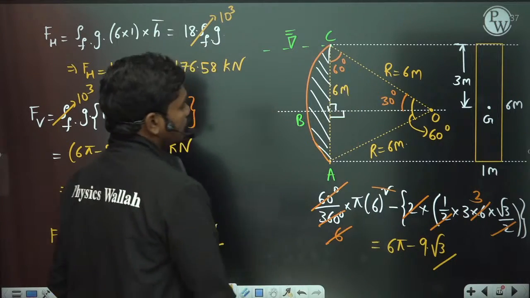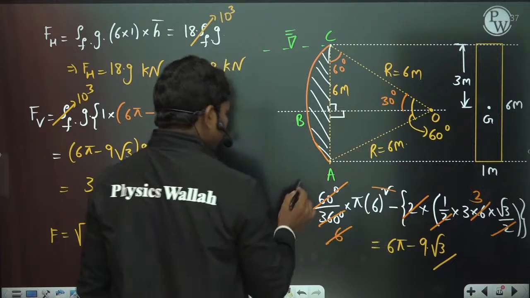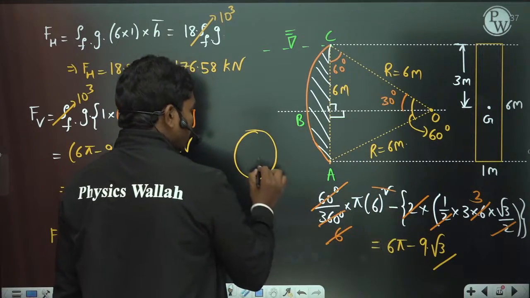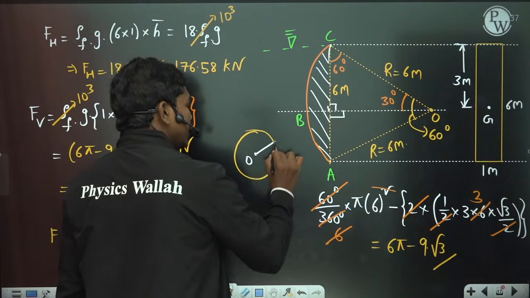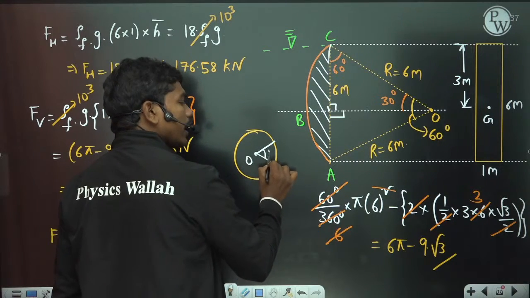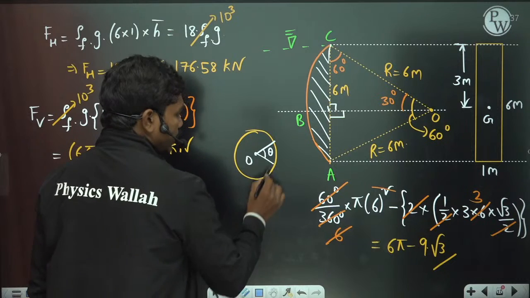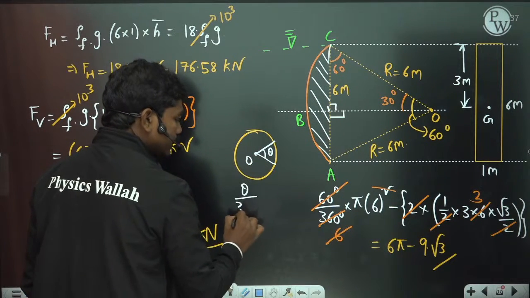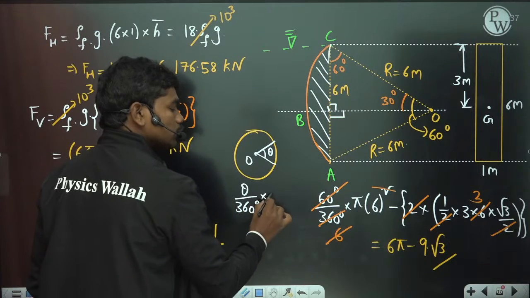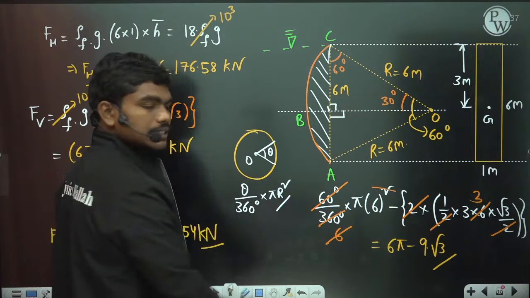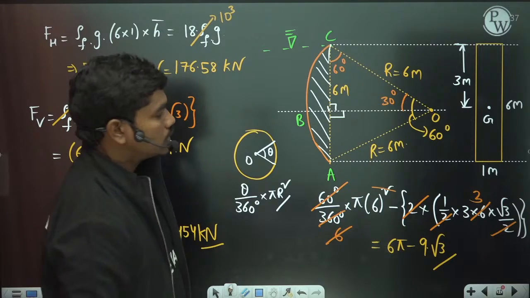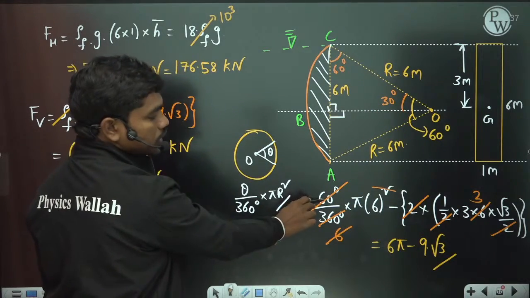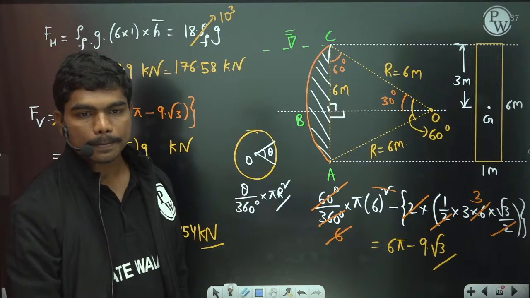I'll tell you. Look, normally, let us suppose this is a circle and this is the center. If this angle is theta, for example, then the area of this sector is theta by 360 degrees into pi r square. Now this sector is making an angle of 60 degrees, so that's why I have substituted theta equal to 60.